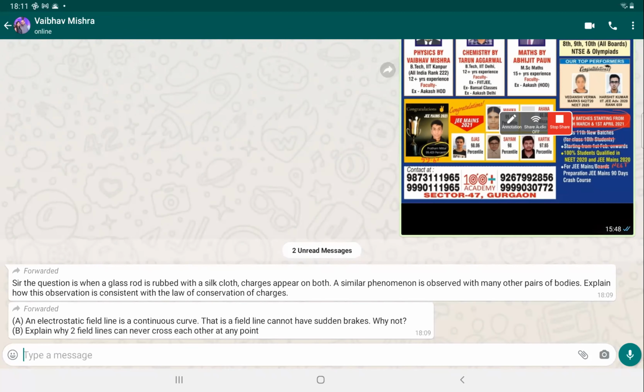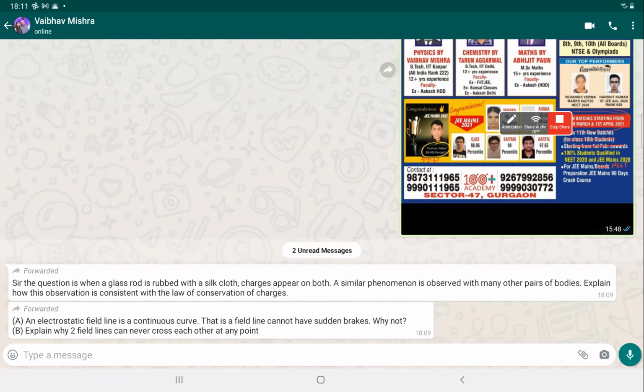Arnav, would you like to explain this? Sure, sir. I don't know which one gets positive or negative, but when we rub an object with another, one of them gets a positive charge and the other gets a negative charge. And if we add the charges on both of them, we'll get zero. So hence it's consistent with conservation of charge.